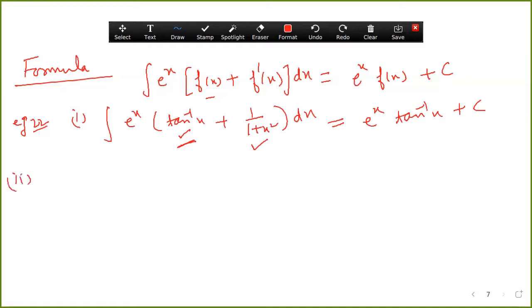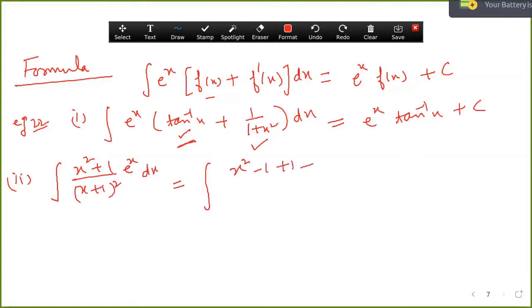The second part. Sometimes the function and its derivative are easily recognized in the question, but not always. As in the next question, you can see it. Here you have to make some effort to get the required form. Now what to do to get the form? Here in the question, you can add and subtract 1, like this.